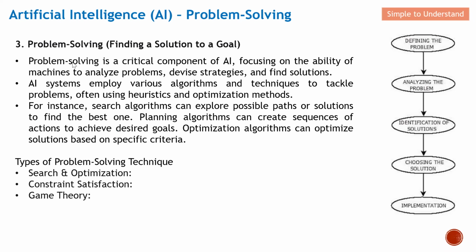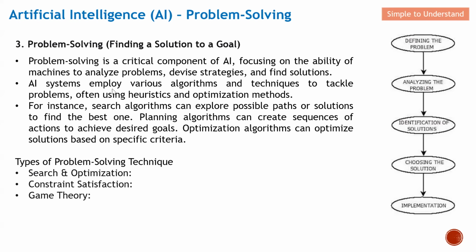Problem solving is also a critical component of AI. From here, you can see that they focus on the ability of a machine to analyze a problem. They will be able to analyze a certain problem and devise a strategy. Basically, they can have many moves, so they will decide which move will be the better one, and finally, they will be able to find the best solution. This is the AI component which is problem solving.